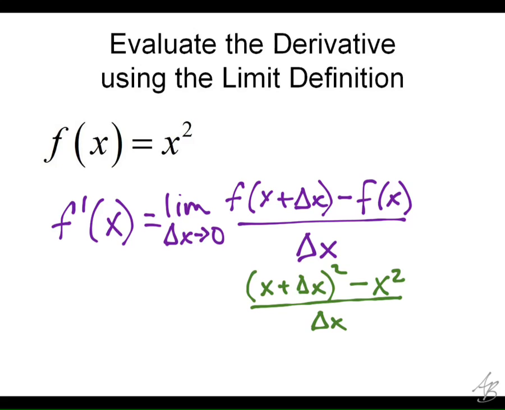And I left something off that's really important here: the limit. What we're trying to do is see what happens when delta x goes to 0, so we need to be sure that we leave that limit on there. So the limit as delta x approaches 0 of that. And then put an equal sign there.